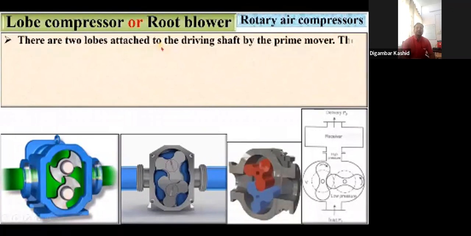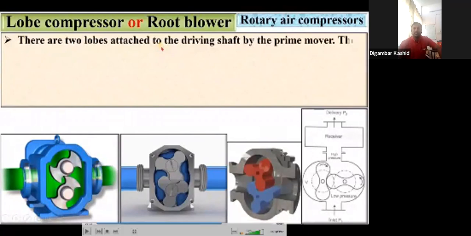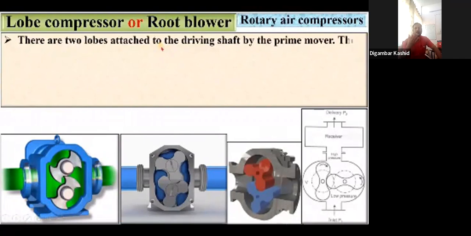For more understanding purposes only, I am showing these animated videos. Already the working, operation and principle of the lobe type, vane type, piston type we have seen, and the single acting, double acting air compressor, that also we have seen. But to get more information, to understand how it practically works, for that purpose I'm showing this video.